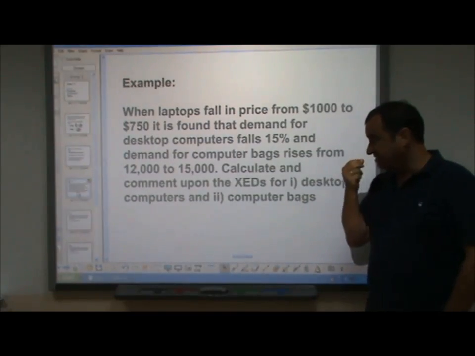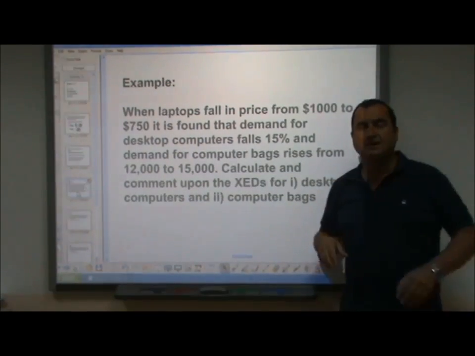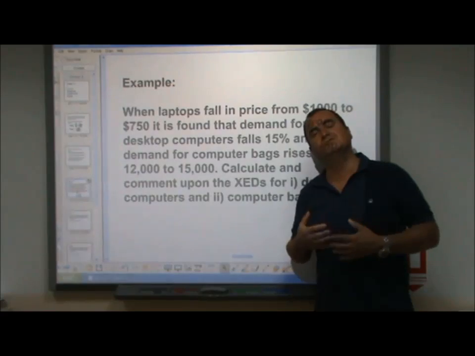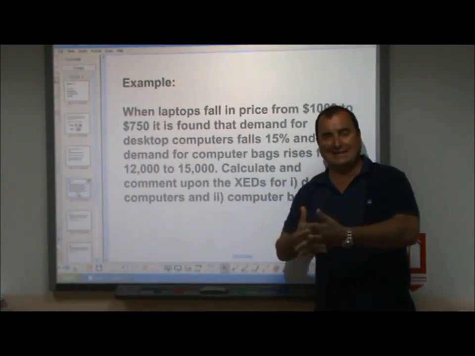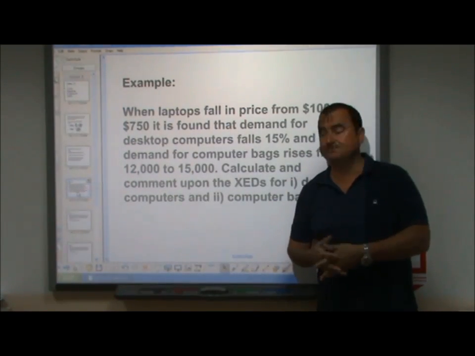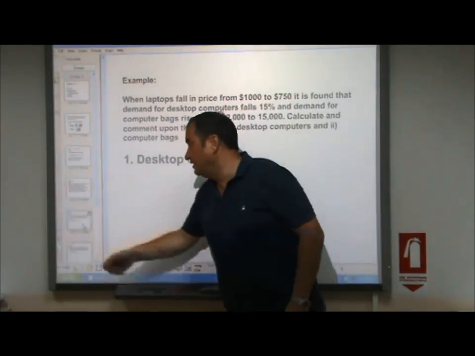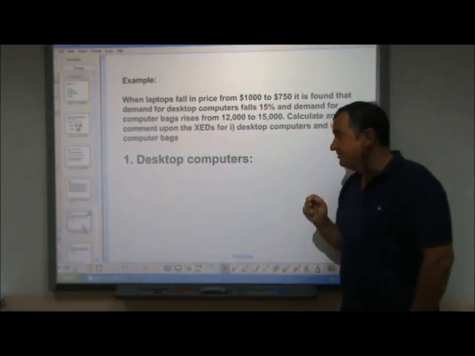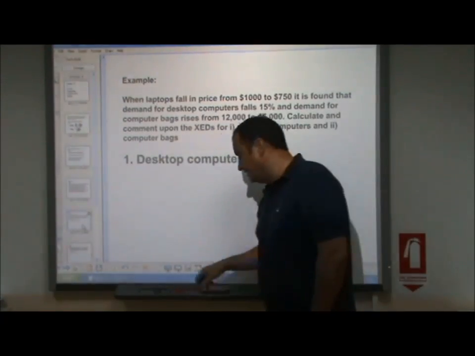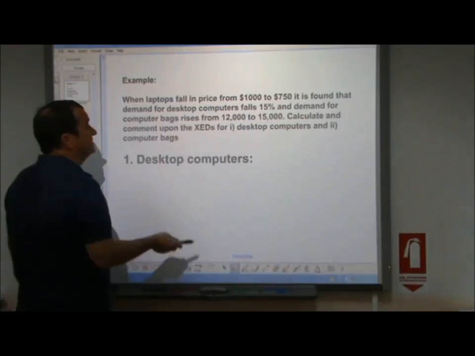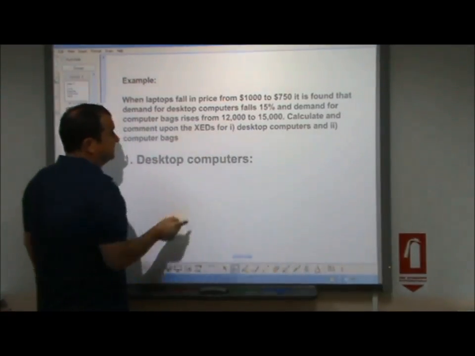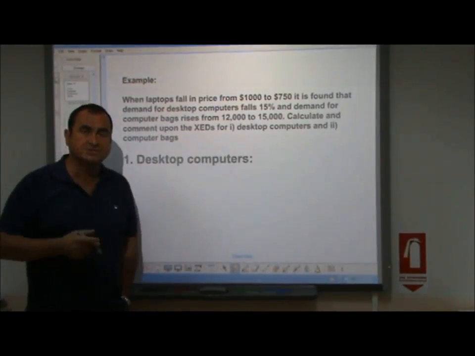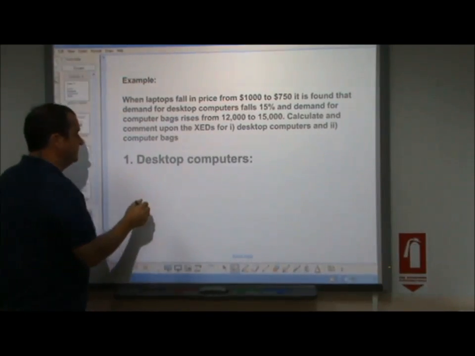So we're going to study one by one. We're going to study the cross elasticity of demand for these two goods when another good, laptop computers, changes price. Let's take them one by one. It's the same question, but first of all, let's do the calculations for desktop computers. Now, all I know about desktop computers is that the demand fell 15%. This forces me to use the second of my two equations, and that was this.